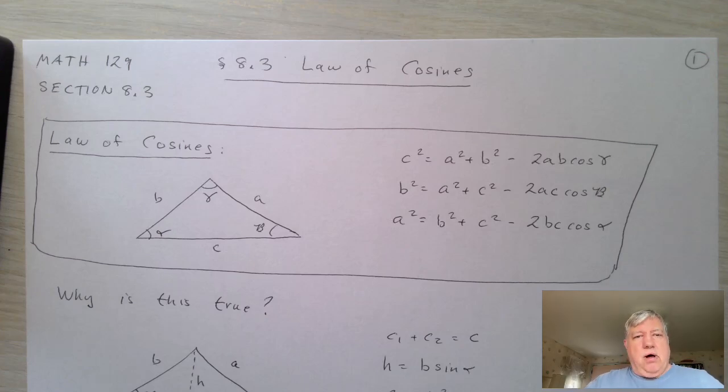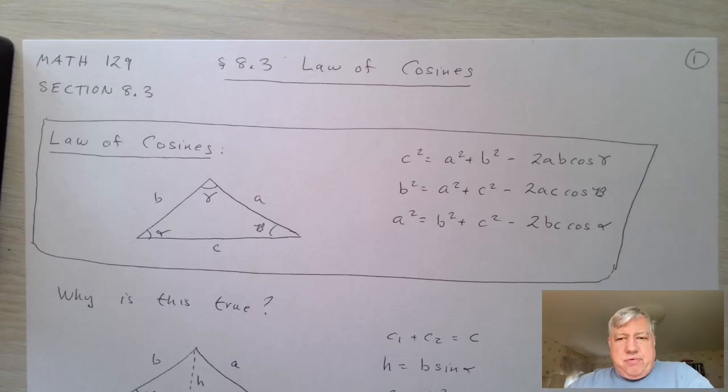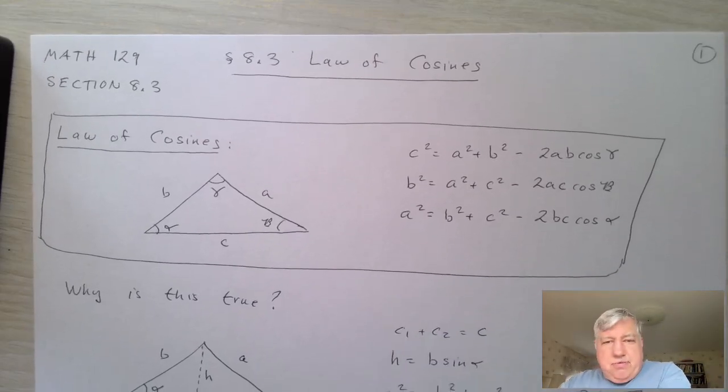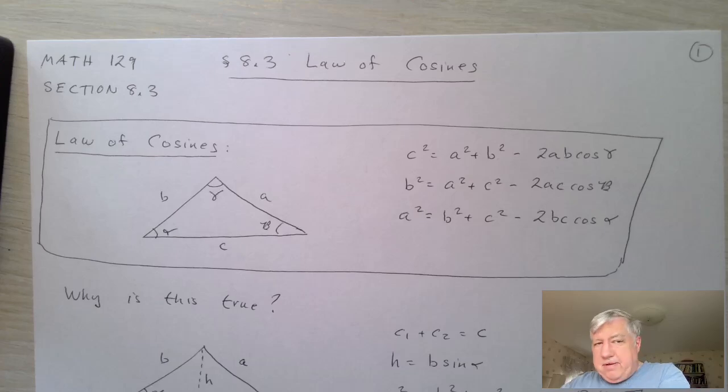If we know three pieces of information, we should be able to get the other three. Okay, and the law of sines, we're going to see that works out about two important cases. So the law of cosines, it looks like there are three parts to it, but it's really the same thing.